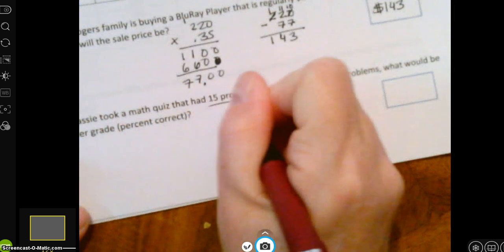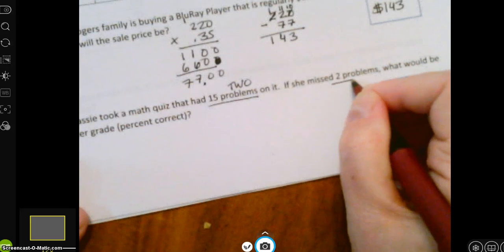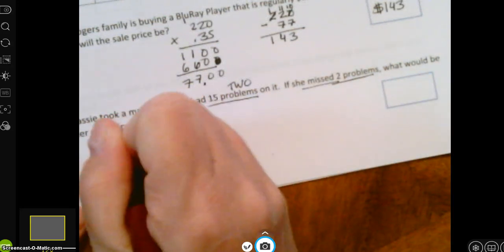Okay, so what I know is that I have 15 problems. That's the total, whole, or original number of problems. She missed 2. We want to know her grade, which is percent correct. That should generally be what your grade reflects. So I don't have a percent. I cannot change a percent to a decimal and then multiply.